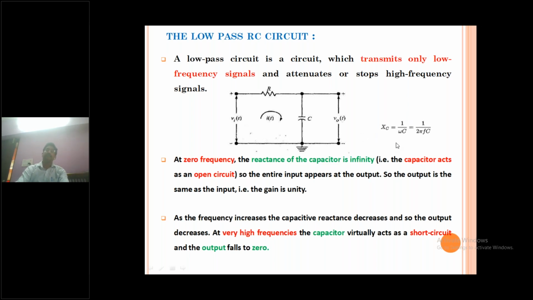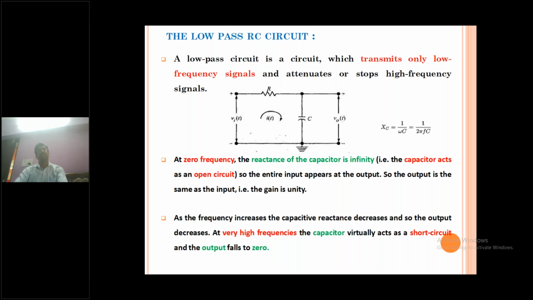So everybody knows that in the low pass circuit the capacitor is connected in shunt, and the resistor is connected in series between the input voltage and output voltage. Series connection is the resistor, and shunt connection is the capacitor. Now we know that capacitor reactance X equals 1 by j omega C, and omega is nothing but angular frequency, omega equals 2 pi f.